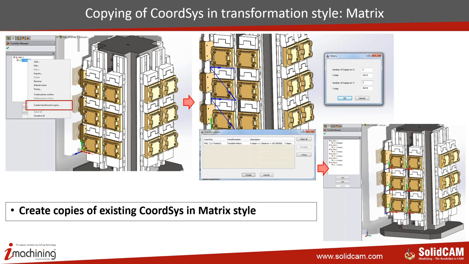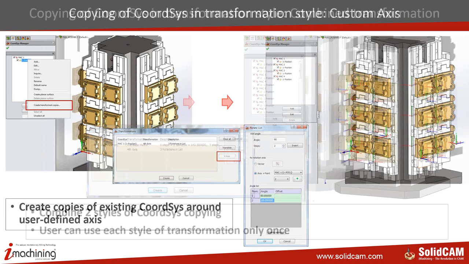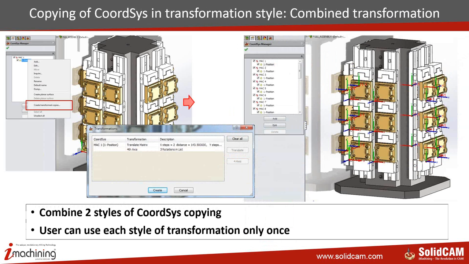Another option that we have is not only matrix, but we can create a coordinate system around a specific axis, saving me the time of actually creating different coordinate systems each time. In addition, we can also use these in combination. Notice I can create coordinate systems in a matrix and then take the matrix and flip all of them around the fourth axis to a different spot as well.